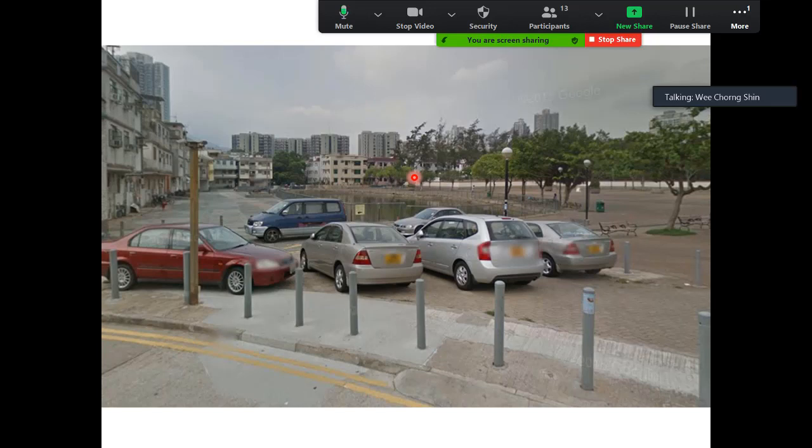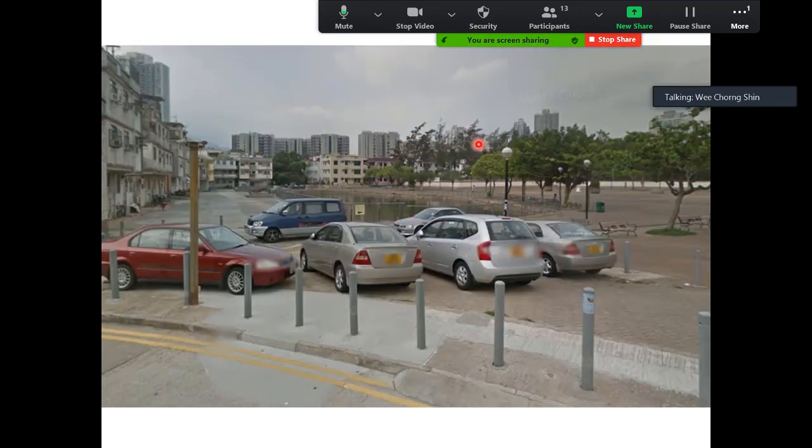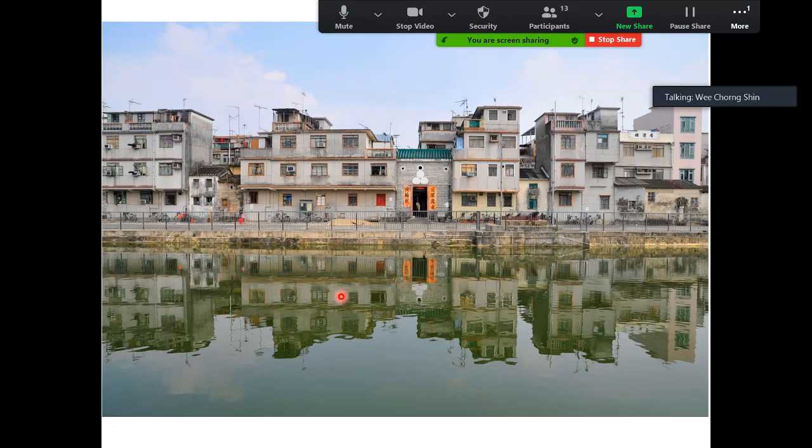The next picture I'm going to show you is of 3 of my friends on exchange back then, 2009. Actually, it's 2008. They were doing a jump shot. You can see that the jump shot is done over here. You can see that the fences are real, and then there are fences here. Then the next picture is one that I took, which is like this. So this is the picture taken by me.